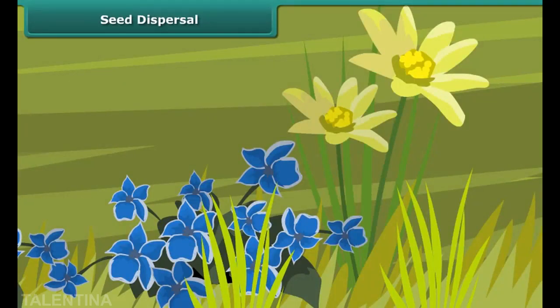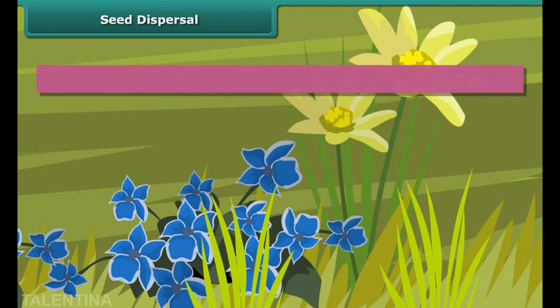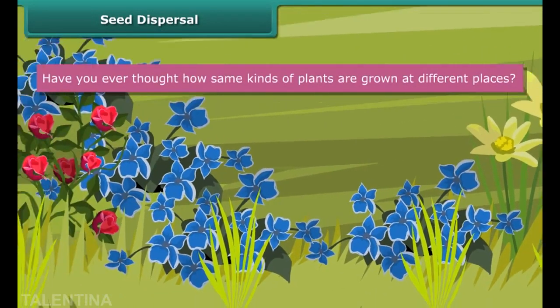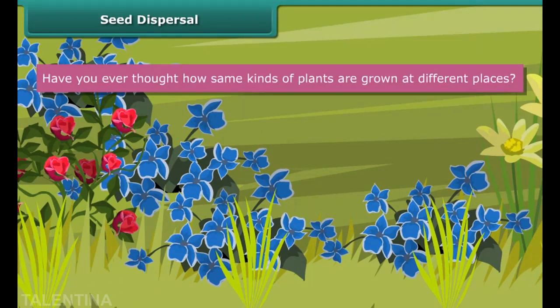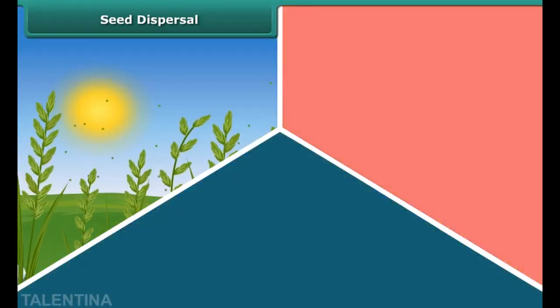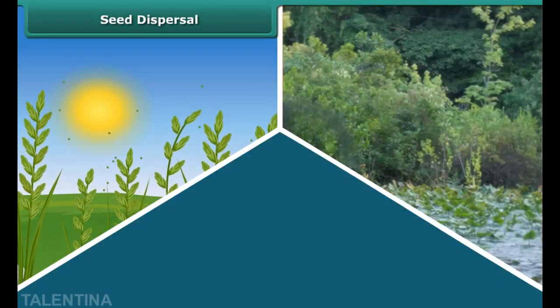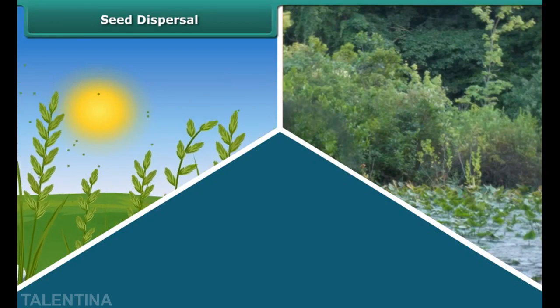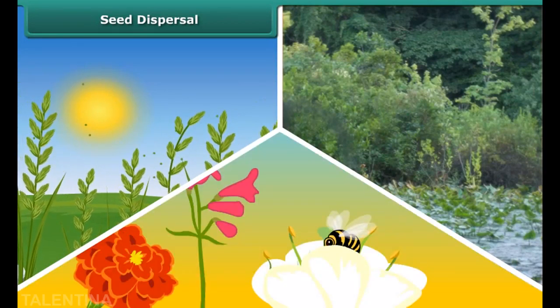Seed dispersal. We know that plants cannot move from one place to another. Have you ever thought how same kinds of plants are grown at different places? This happens because seeds are dispersed to different places. Some get blown off with the wind to far-off places. Some seeds are carried away by water, while some get dispersed by insects or animals.